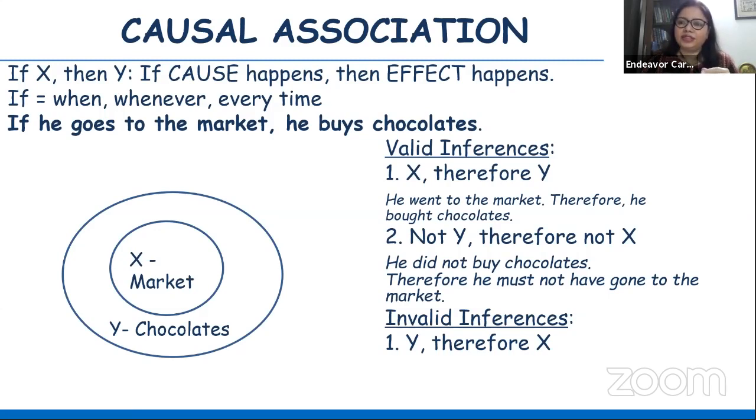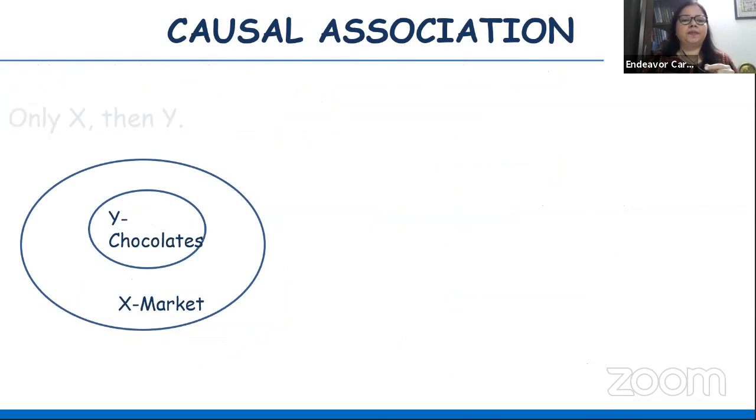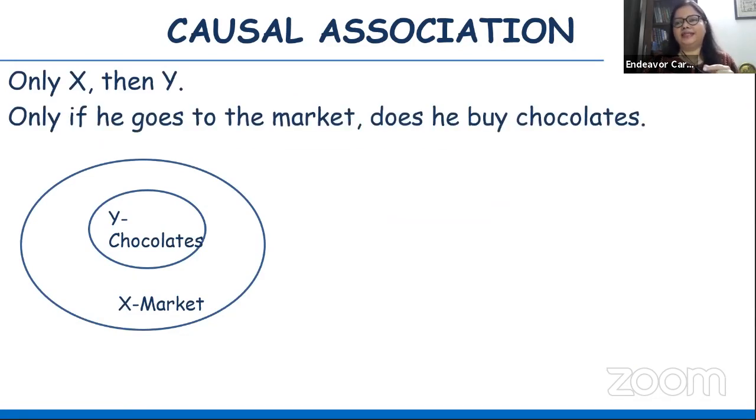And an only conditional would be totally different. If you're talking of an only conditional, then let's go to the next slide. This would be your presentation, correct? Only in the condition of going to the market does he buy chocolates. So now I can very well say he bought chocolates. So he must have gone to the market, because there's no other way in which he will buy chocolates. He'll only buy chocolates by going to the market.